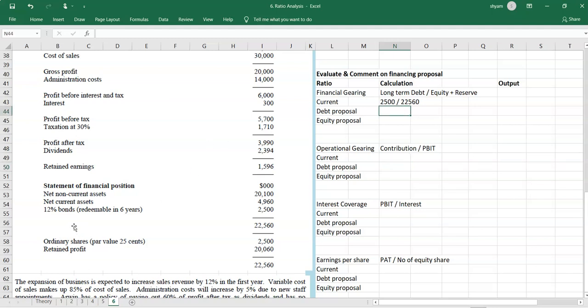Let's see the old debt. Old debt is 2,500, right? Plus the new one. So new one is 5 million, right? So it is like 5 million divided by, in thousands we are working. So our answer would be, okay, so this would be our new debt.